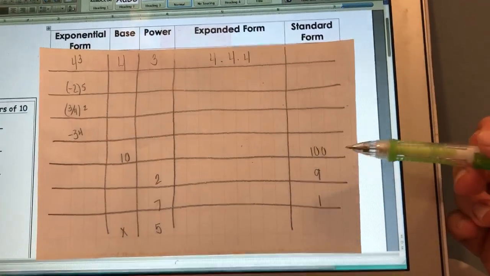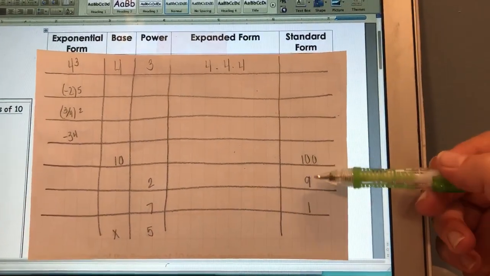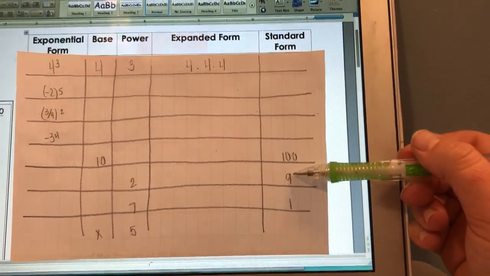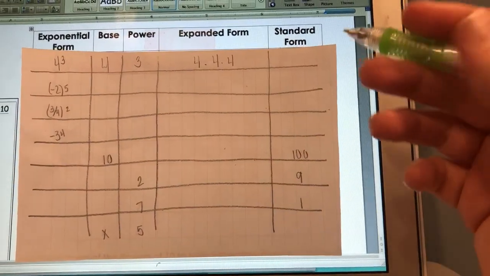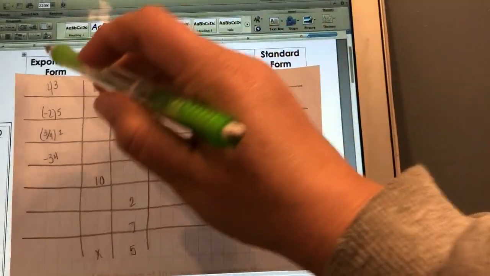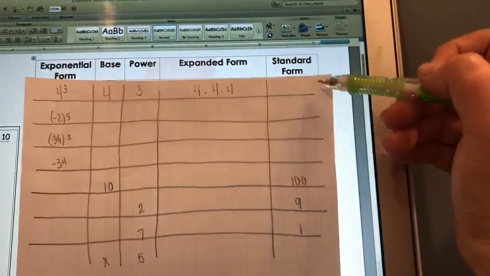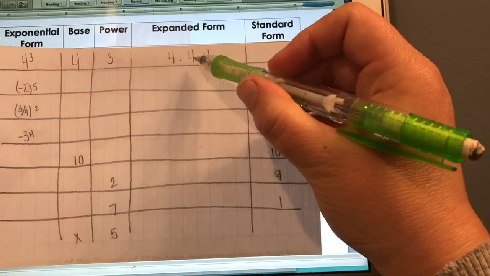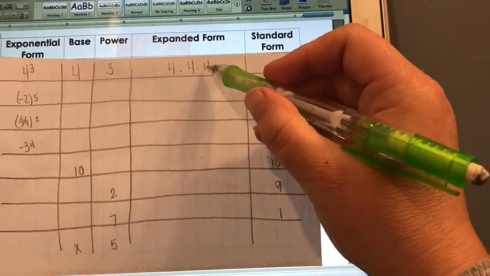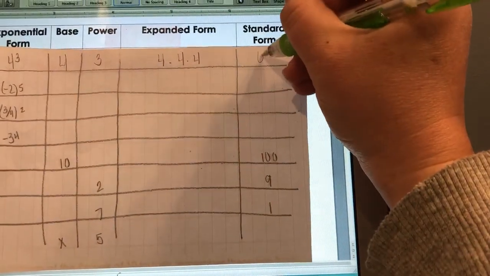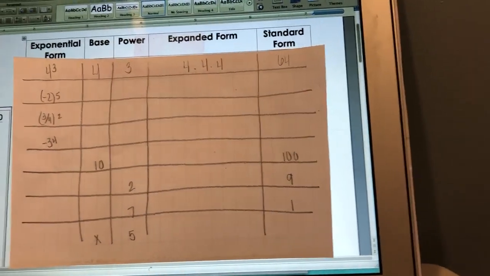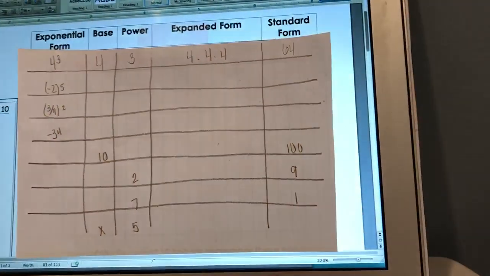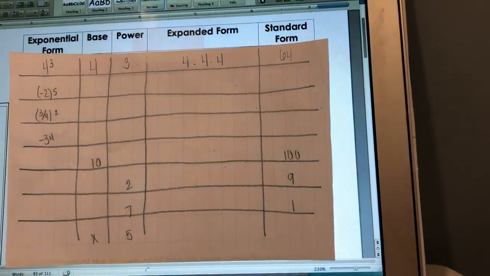And then standard form is just going to be like a normal number, like you guys see all the time. So examples of that would be 109, 1, just normal numbers. So we actually have to multiply out the exponential form and the expanded form to get the standard form. So standard form here, we would do 4 times 4 is 16, times 4 again is going to be 64. So that's how this table works, and we'll just go through the rest of it.